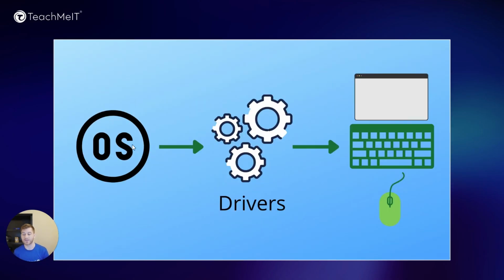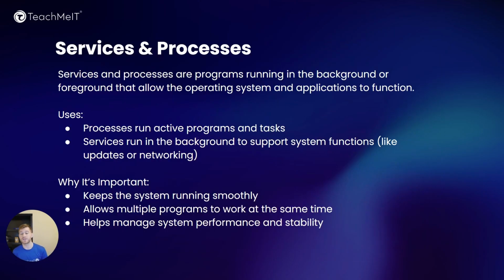Here you can see the operating system communicates with the software or the device drivers that we've installed, and it allows us to use our keyboard, our mouse, or any other physical device properly. From there, we have services and processes. And services and processes are essentially any program or software running in the background or at the forefront of our computer that allow our operating system or our applications to function.